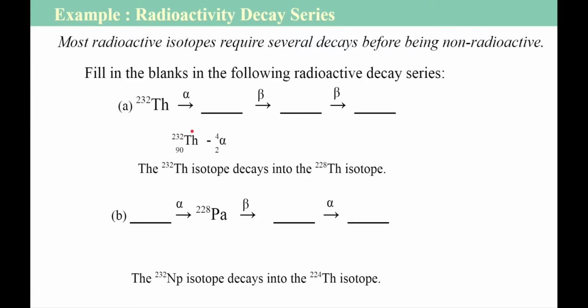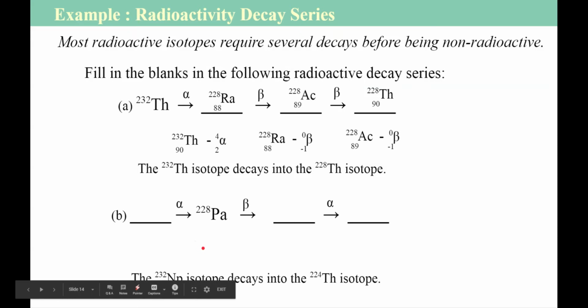So here's thorium losing an alpha particle and becoming radium. Then radium loses a beta particle and becomes actinium. Actinium loses a beta particle and becomes thorium. So every time you have alpha decay, the nuclear charge goes down by 2. Every time you have beta decay, the nuclear charge goes up by 1.